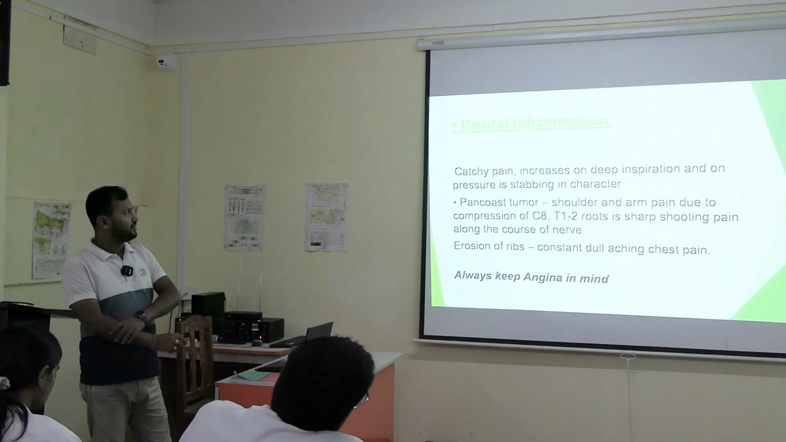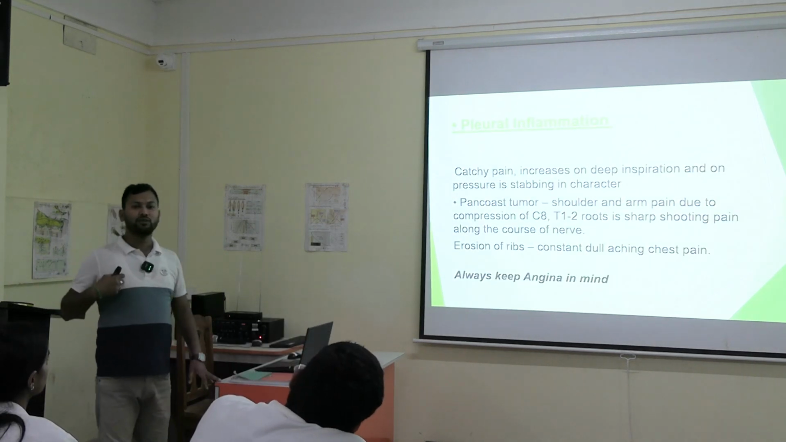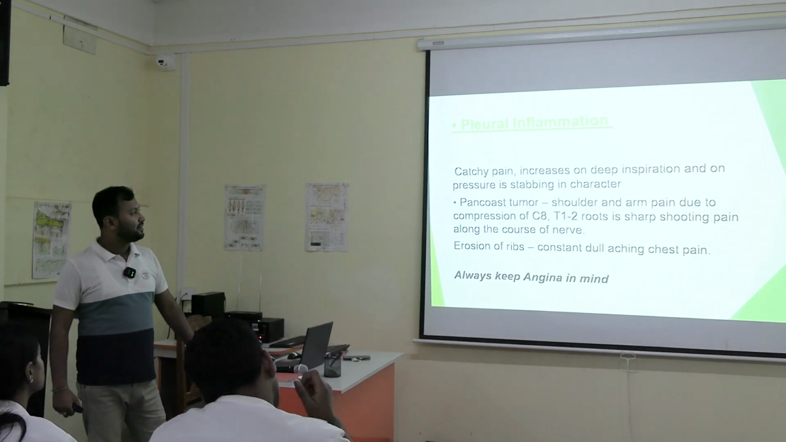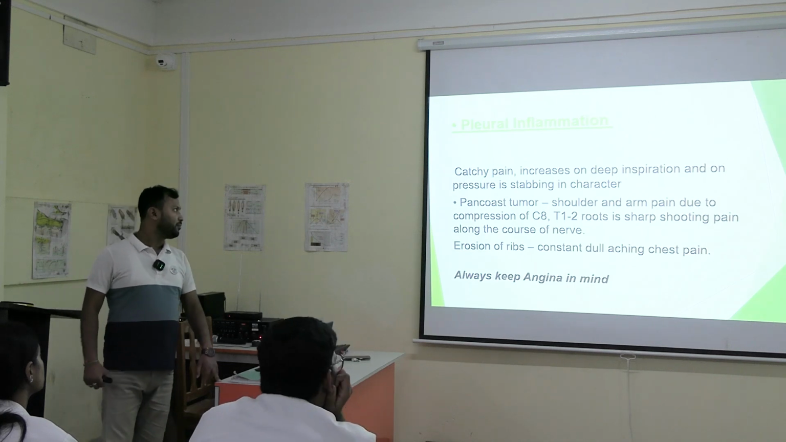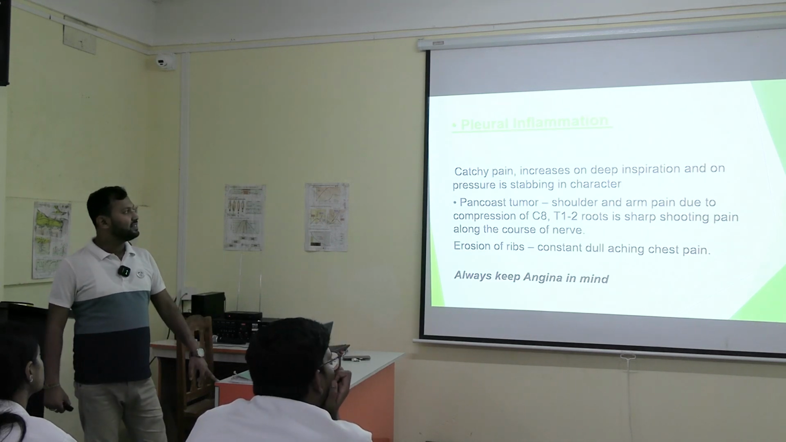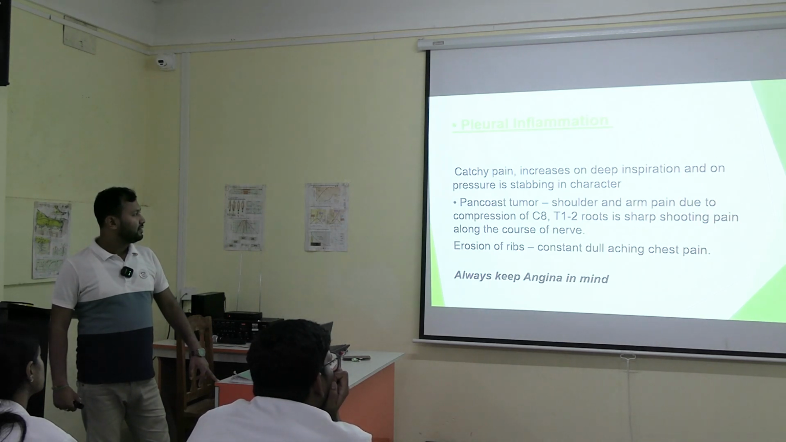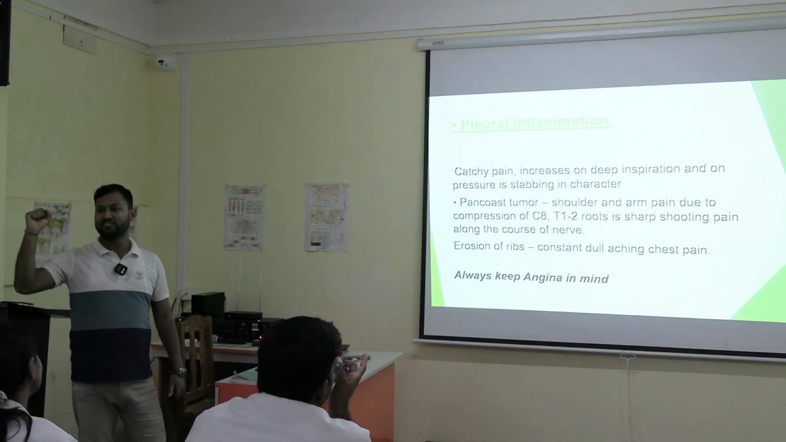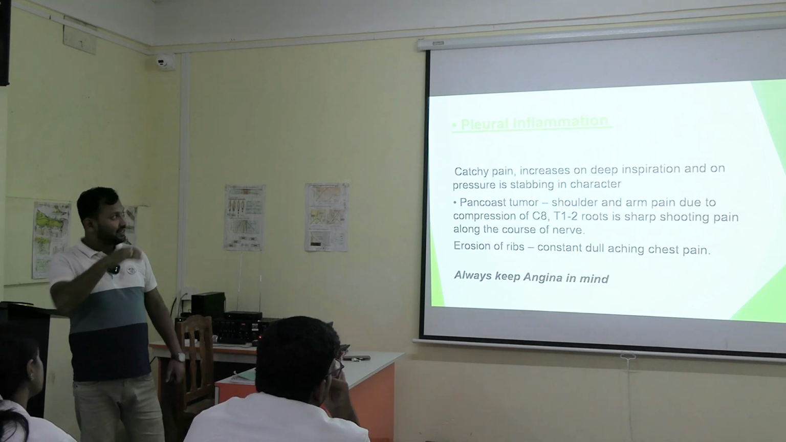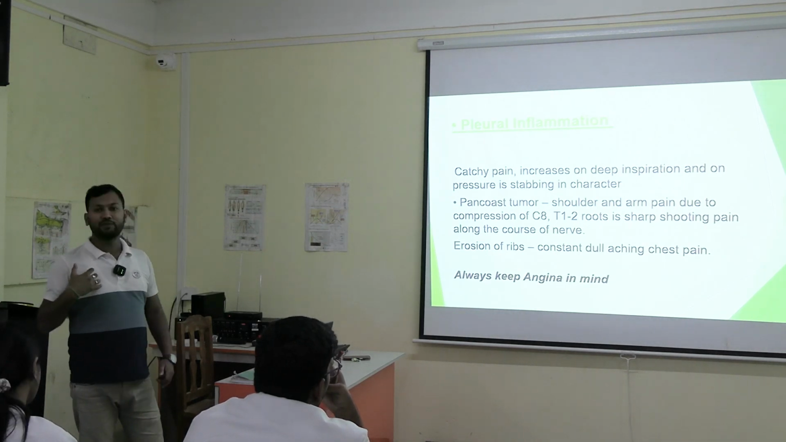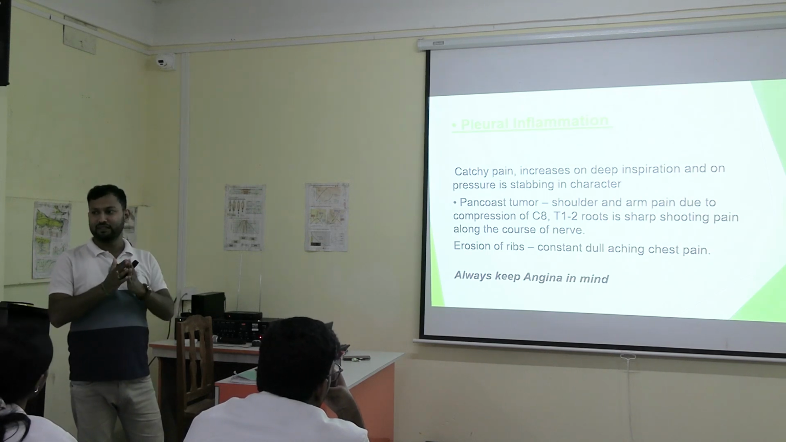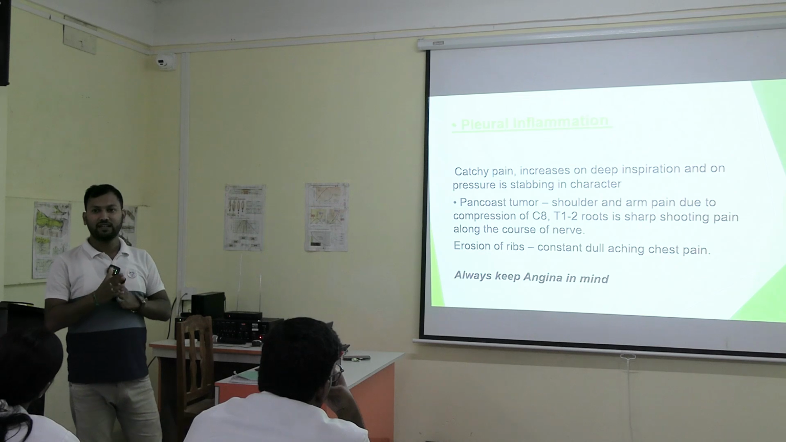Then pleural inflammation. The pleura, you know, the covering of the lungs. So that thing may be inflamed. So what are the signs of pleural inflammation? There is a catchy pain which increases on deep inspiration and on pressure. The pain is stabbing in character, like someone is stabbing you with a knife. The pain increases on inspiration, like if someone is having a pleural inflammation, if he takes a deep breath, due to the pleural rub, the pleura will rub against each other. So that will produce deep catchy pain.